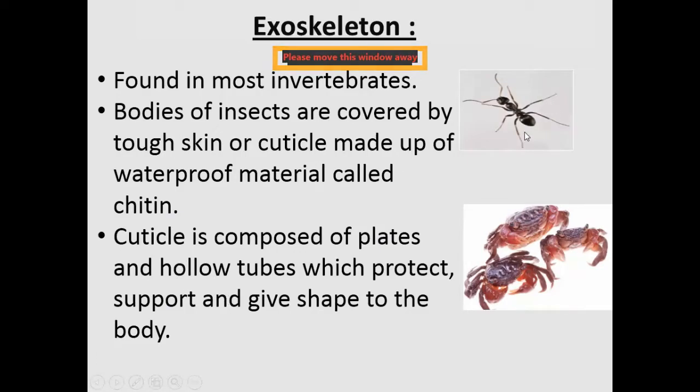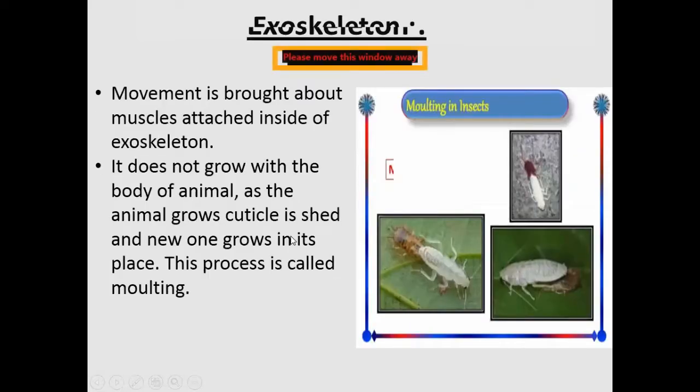We have here the diagram. This is an insect, and another example of an invertebrate is crabs. They are examples of invertebrates, and they also have an exoskeleton. Okay, now next, we are talking about the exoskeleton.